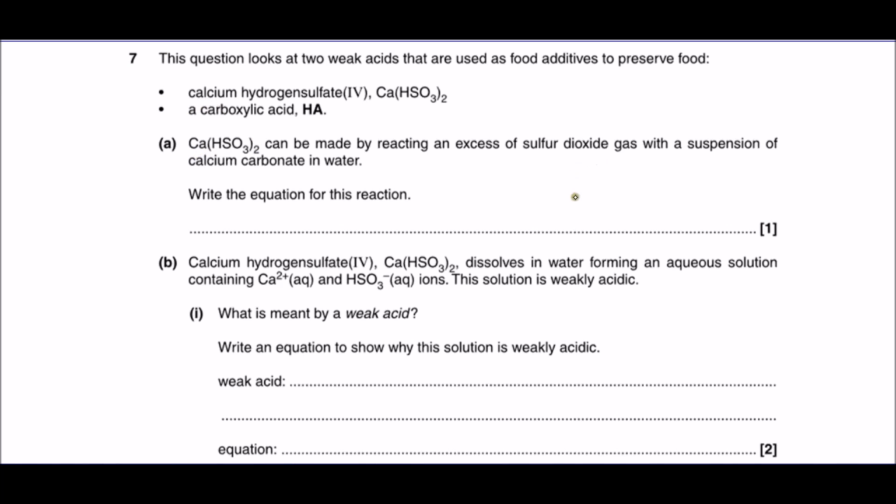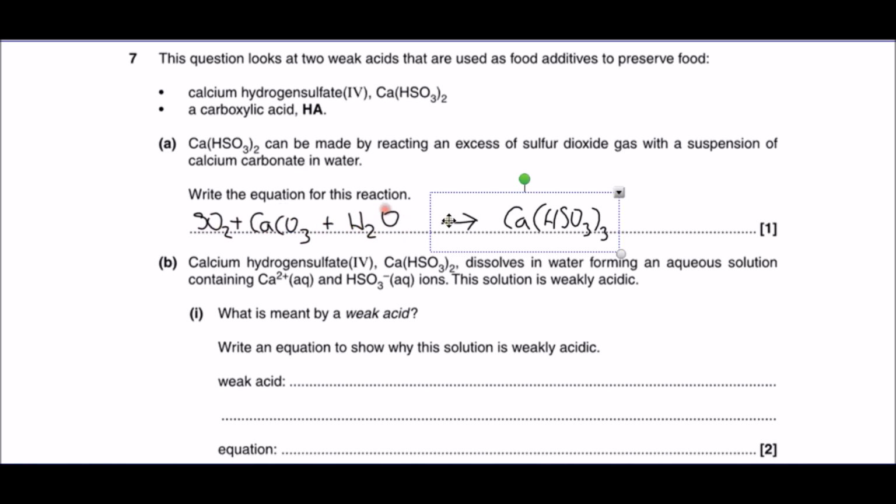So, calcium hydrogen sulfate can be made, so let's put that on the right hand side of this equation, because part A is asking us to write an equation for the formation of this, and we make that by reacting an excess of sulfur dioxide gas with calcium carbonate in water. Okay, I'm going to put the water there. Sometimes you'll get these questions and they talk about being an aqueous solution, but the water's not actually important. So we'll leave it there and see if we need it.